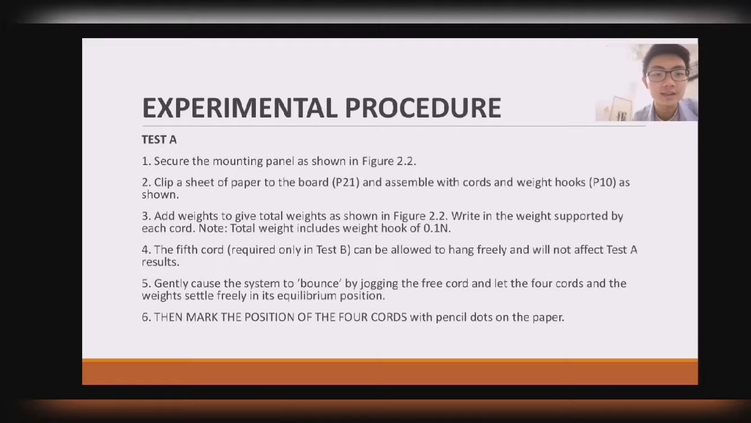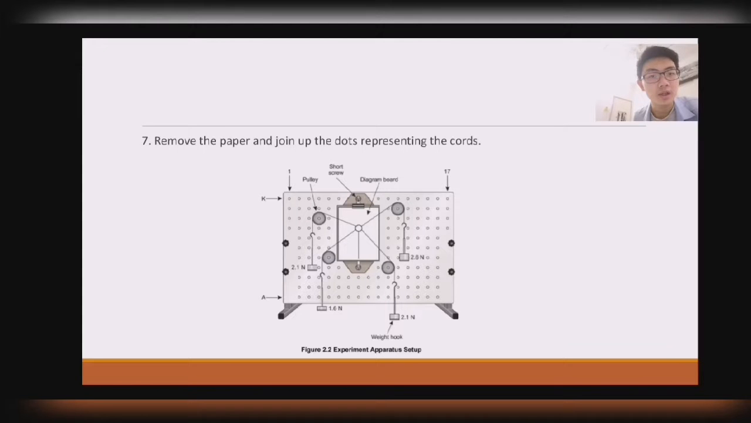After that, we gently cause the system to bounce by jogging the free cord and let the four cords and the weight settle freely in their equilibrium position. After that, we mark the position of the four cords with pencil dots on the paper. And lastly, we remove the paper and join up the dots representing the cords.